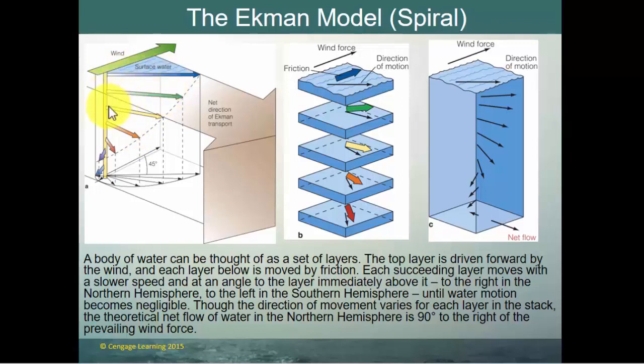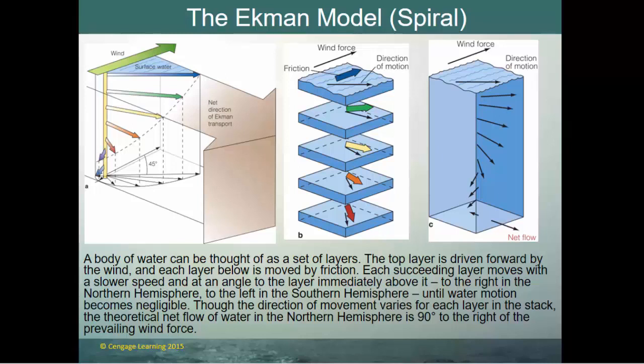So as you go deeper and deeper, those ocean currents continue to move to the right of the initial flow until you get to the very bottom layer, which almost is moving in the opposite direction. So a body of water can be thought of as a set of layers. The top layer is driven forward by the wind, and each layer below is moved by friction. Each succeeding layer then moves with a slower speed and at an angle to the layer immediately above it, to the right in the northern hemisphere, to the left in the southern hemisphere, until water motion becomes almost negligible.